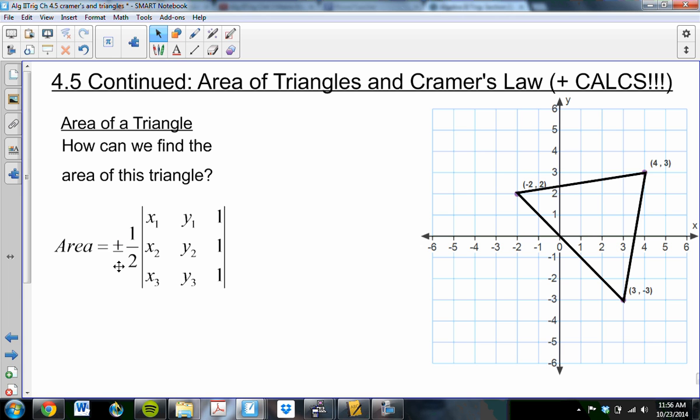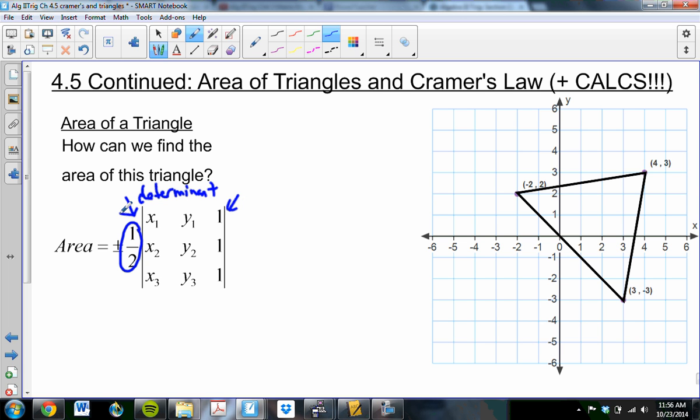To find the area of any triangle, if I have the coordinates of the 3 vertices, I take 1/2 times the determinant of this special matrix. Remember, determinant is what these absolute value bars mean. They don't actually mean absolute value. I mean you're finding the determinant.